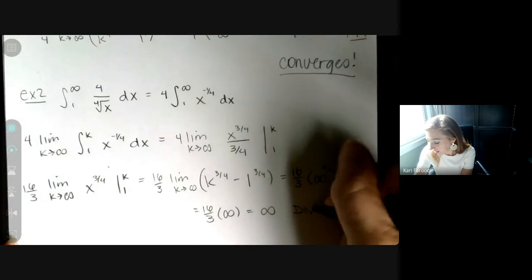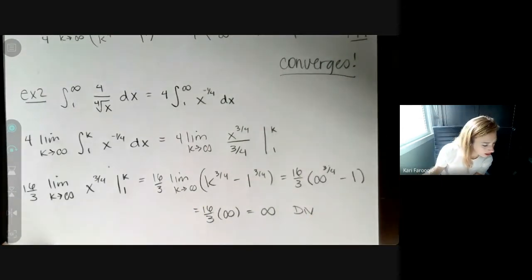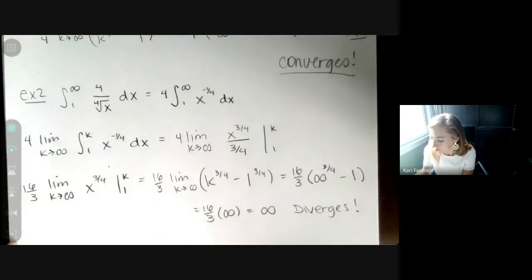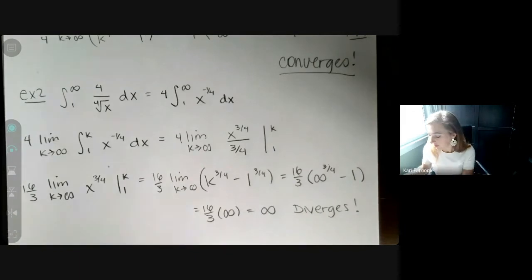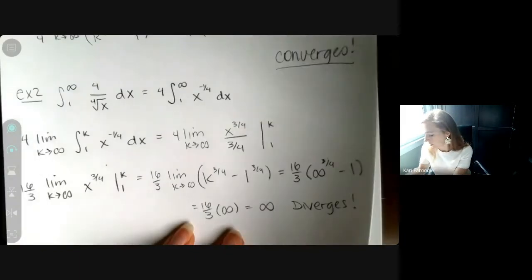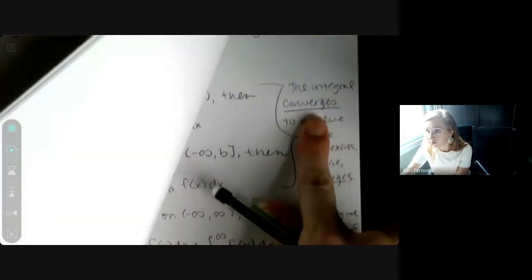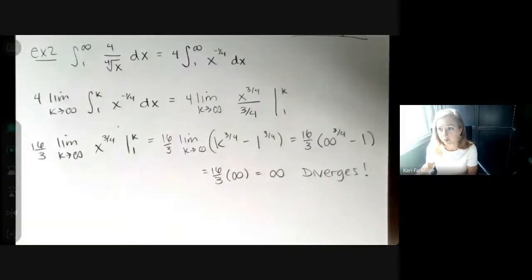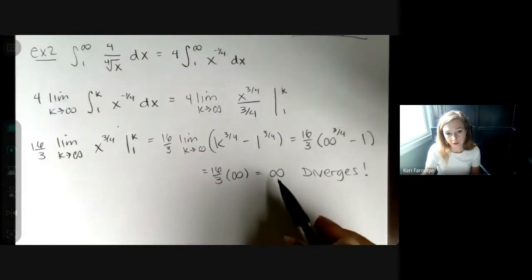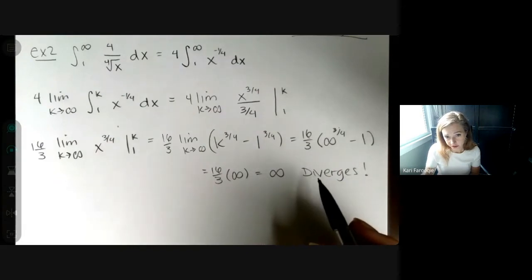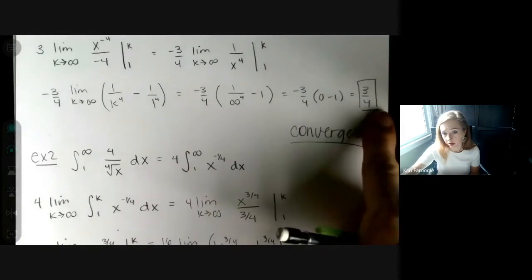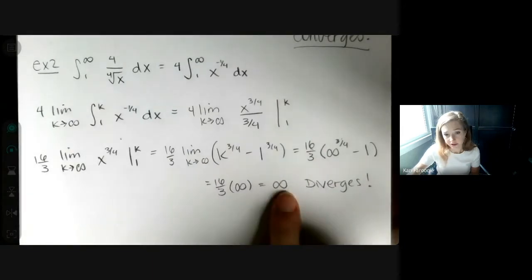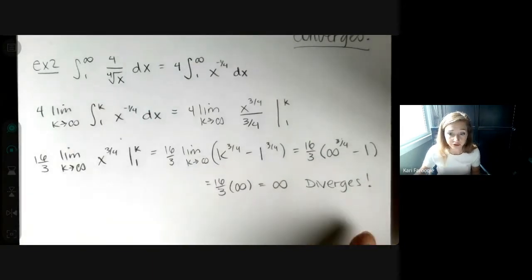So we cannot actually say that we have a value, because technically we're diverging off to infinity. And I gave you that in the definition. What did I say exactly? The integral converges to a value if the limit exists, otherwise it diverges. Yeah, that's exactly what's happening here. We did not converge to a value. We ended up diverging to infinity. So that's the difference. If you evaluate your limit and you get a real number, then your integral converges. If you get something that's either positive or negative infinity, then your integral diverges.